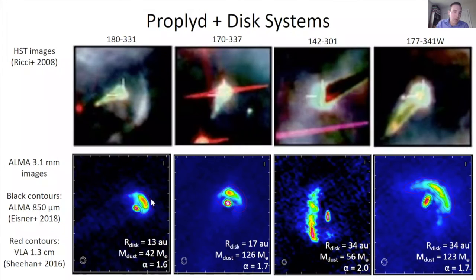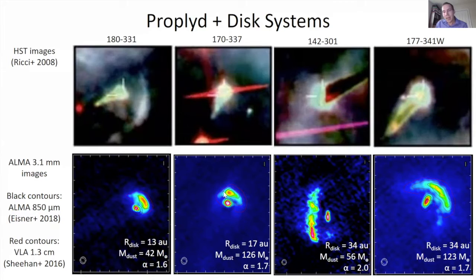And to drive this point home, I've overlaid on each of these images these red contours, which are the 1.3 centimeter images from the VLA that were published by Patrick Sheehan several years ago. And you can see they peak right on this front edge, overlapping with the head of the proplyds. And then in these black contours is what we see in the band 7 ALMA data, and this is picking up the dust. And so the nice thing here is that we have the spatial resolution to spatially separate the free-free emission from the dust emission in these systems, and we can do a better job of isolating the disk and measuring its properties on its own.